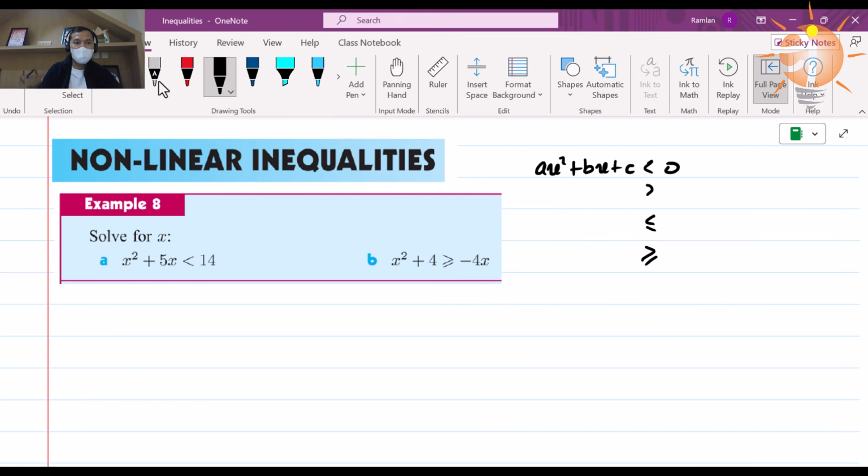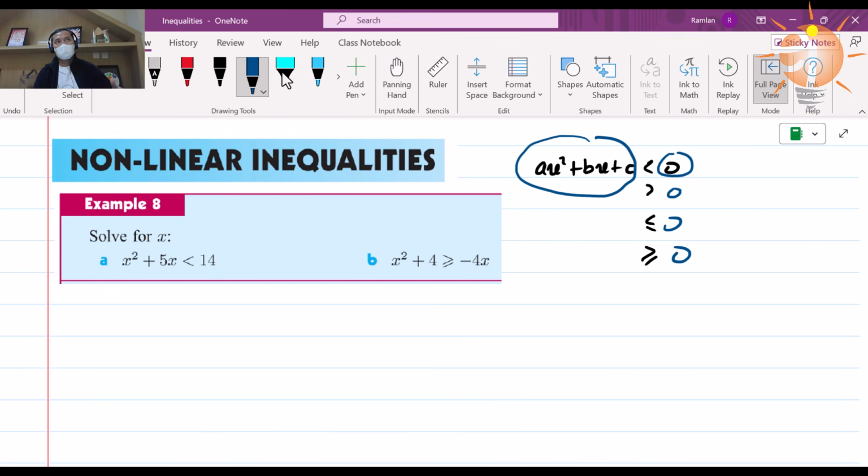Basically, the first thing you need to do is write everything on the left side or right side of the inequality sign, and then the other side should be 0, with less than, greater than, less than or equal to, or greater than or equal to. In that way we can find the solution, because most of the time in quadratics you will have two solutions.